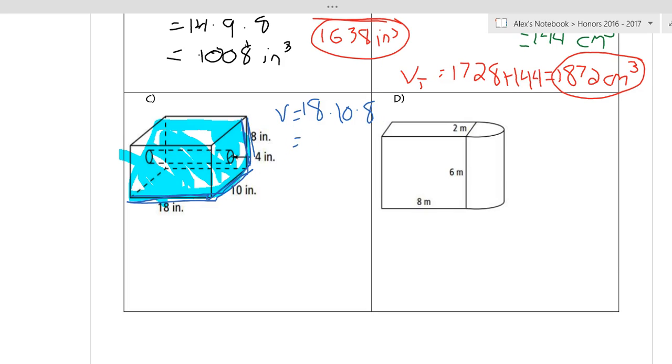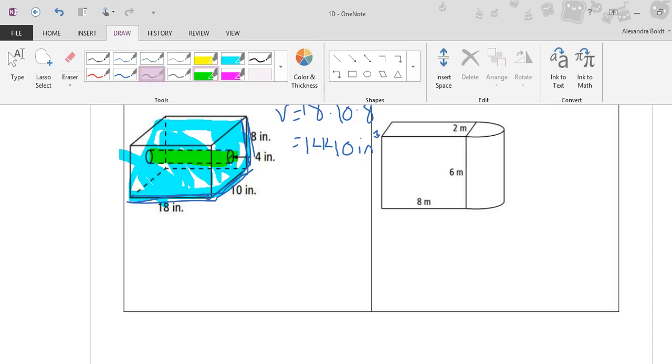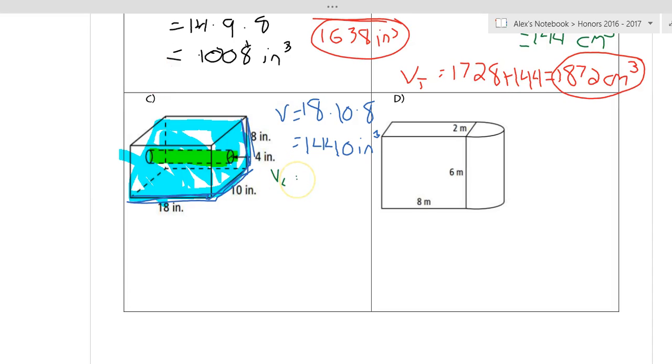18 times 10 times 8 is 1,440, and that's inches cubed. Now I do need to find the volume of this cylinder here. The volume of the cylinder is also the area of the base times the height. So my base is this circle here. My radius of that is not 4, it's 4 divided by 2, which equals 2.